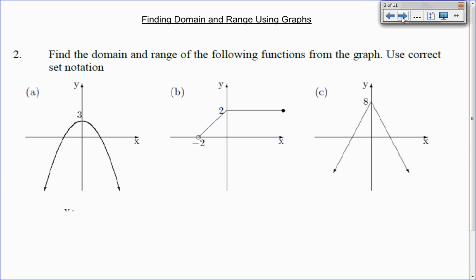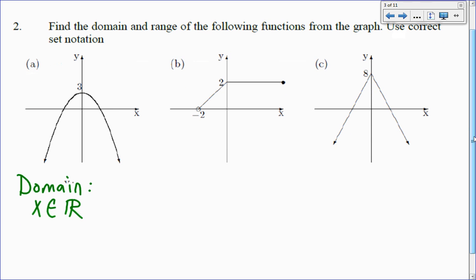Okay, finding the domain and range of these functions. Again, you can use set notation or you can use interval notation. So in this example here, I'm just going to go through them a little quicker. Domain is going to be all real numbers. X is an element of all real numbers. And that's because our x values are going towards negative infinity, and x is also going towards positive infinity, and all the x values in between are included.